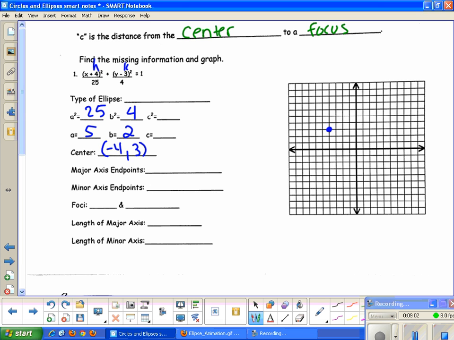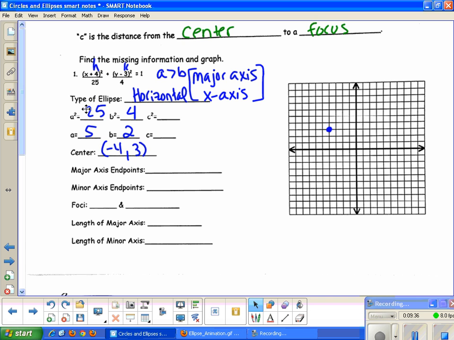Now, in this case, I know that the a value is bigger than the b value, so I know this is going to be a horizontal ellipse. And since it's horizontal, that means that the major axis is going to be the x-axis. And that is always the case when the ellipse is a horizontal ellipse. Now, the next thing you want to do is you're going to count the distance of A and B on your graph from your center.